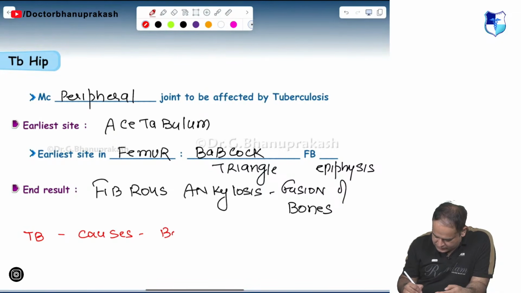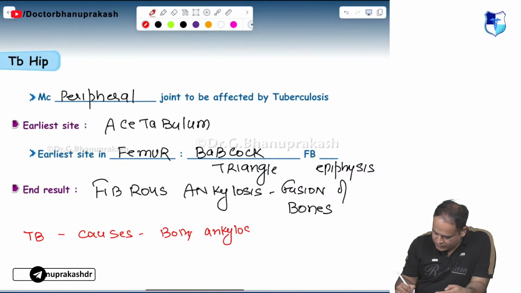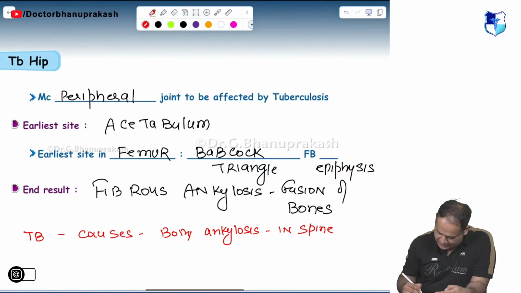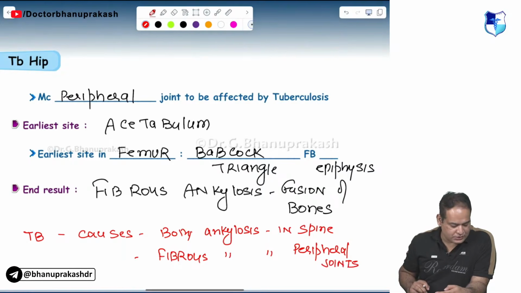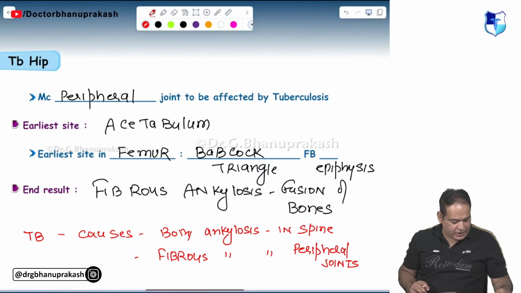Remember, tuberculosis causes bony ankylosis in spine and it causes fibrous ankylosis in the peripheral joints. Fibrous ankylosis in the peripheral joint.